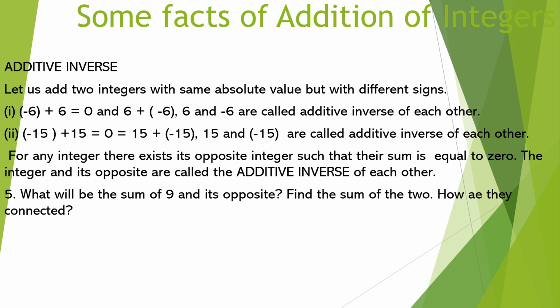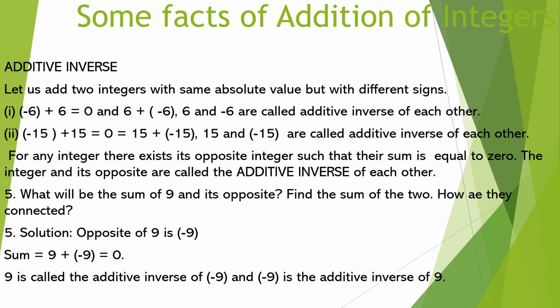What will be the sum of 9 and its opposite? Find the sum of the two. How are they connected? Now the opposite of 9 is minus 9. 9 plus minus 9 is equal to 0. Now 9 is called the additive inverse of minus 9 and minus 9 is the additive inverse of 9. 9 and minus 9 are additive inverses of each other.